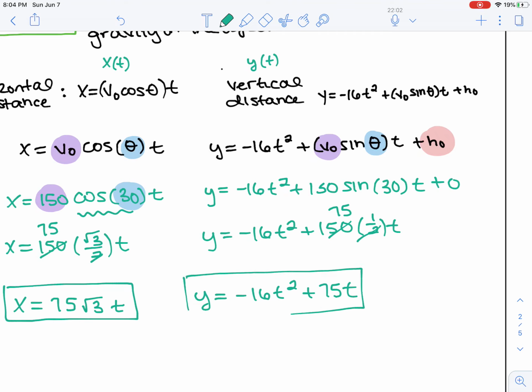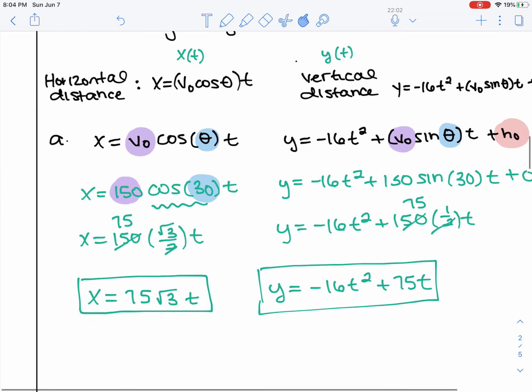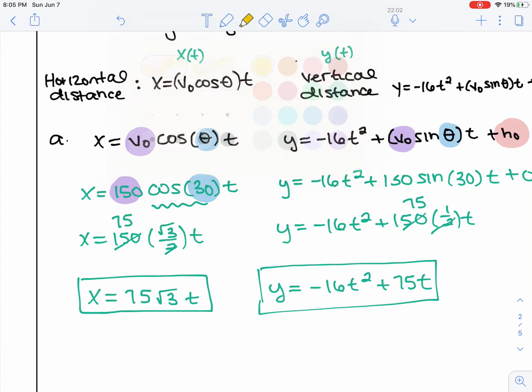Okay, so that answers part A, which asked us to find the parametric equations that describe the position of the ball as a function of time. We have our horizontal equation here describing the position of our ball given a certain amount of time, and then our vertical one over here.